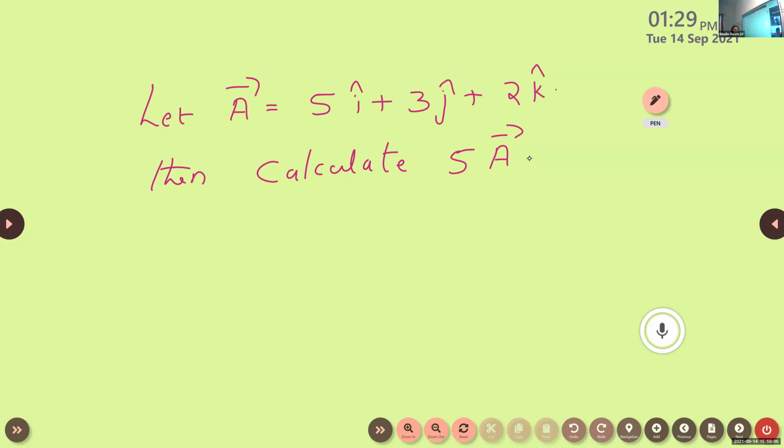So that's all about the multiplication of a vector by a scalar. Suppose you are asked to find the product of lambda into vector A. Here lambda is a scalar quantity and this is a vector quantity. Find the product of lambda into vector A. What will be the answer? Lambda vector A.